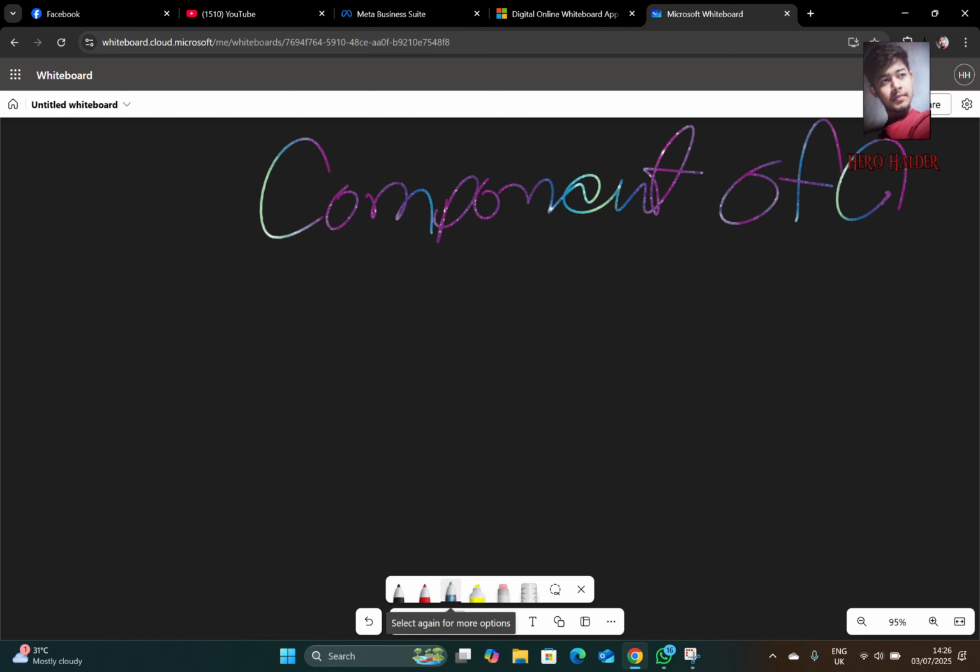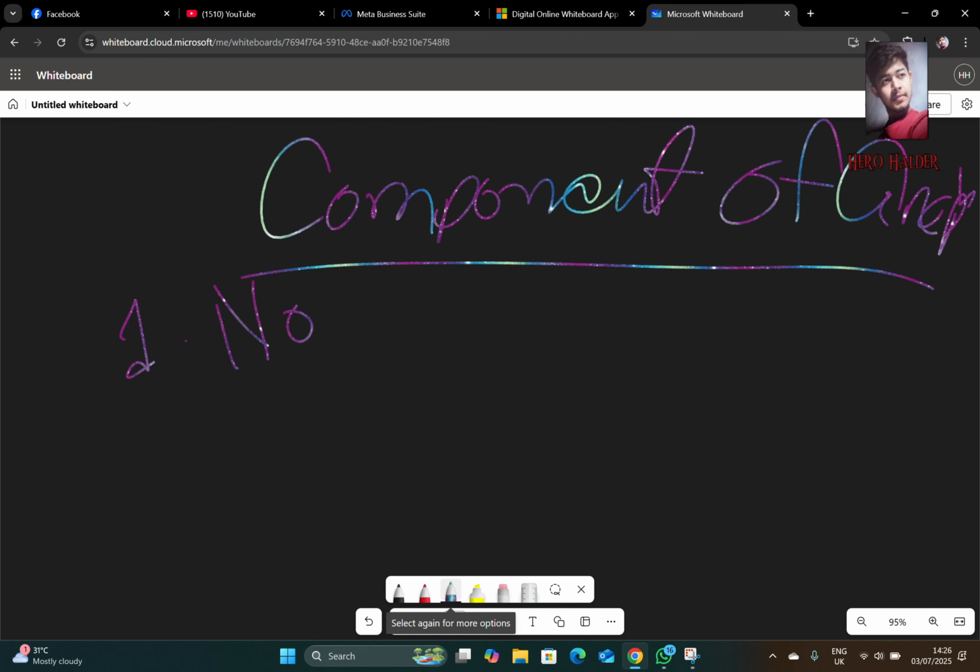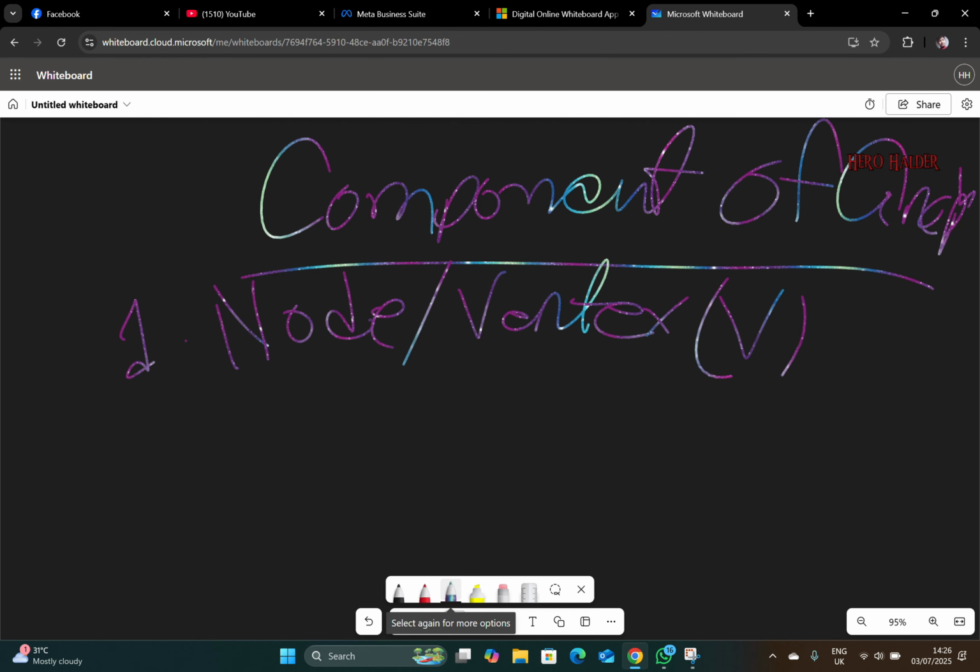Components of a graph. The main and basic component is the node or vertex. V is the symbol of vertex. This is called the main element that indicates matter or dots. This is a node or vertex.